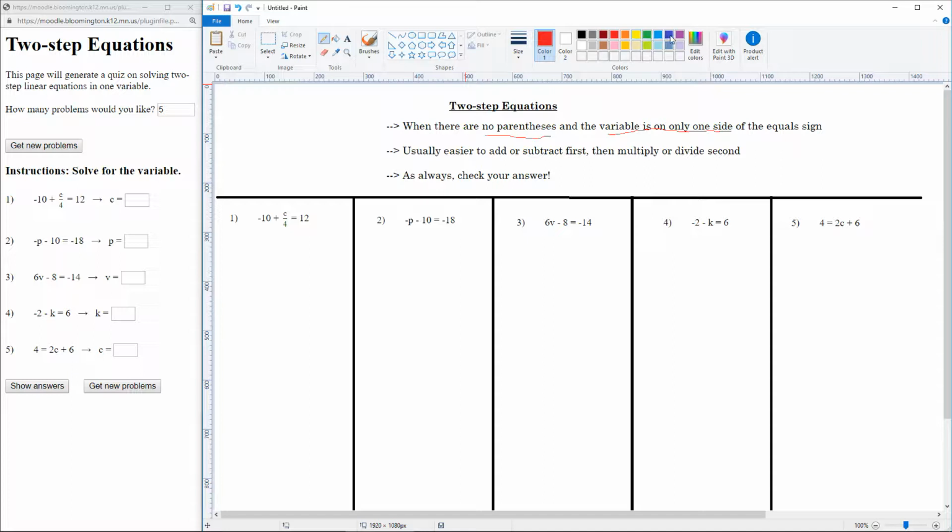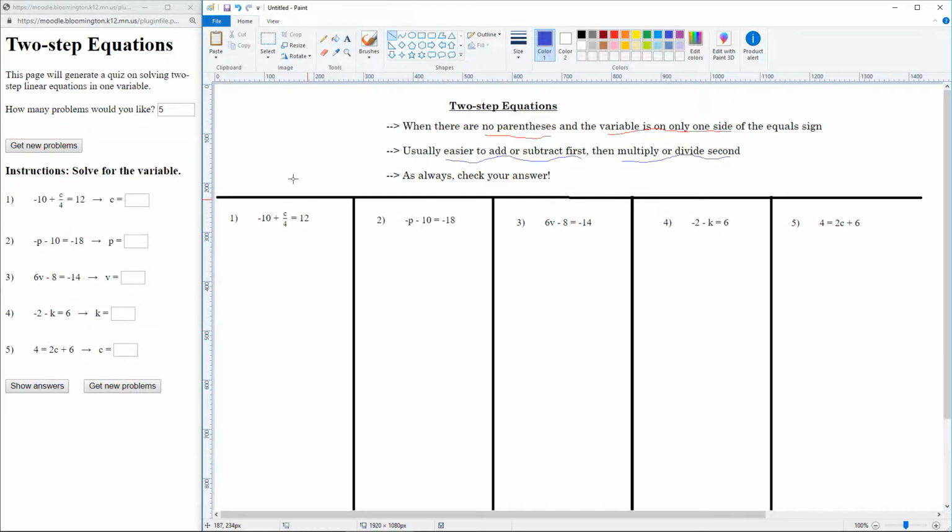And then just some tips. There's more than one way to solve these, but typically I find that it's easier to add or subtract as your first step, and then multiply or divide as your second step. It's not that you have to do it that way, but most people are prone to mistakes if they try to multiply or divide first when they solve.